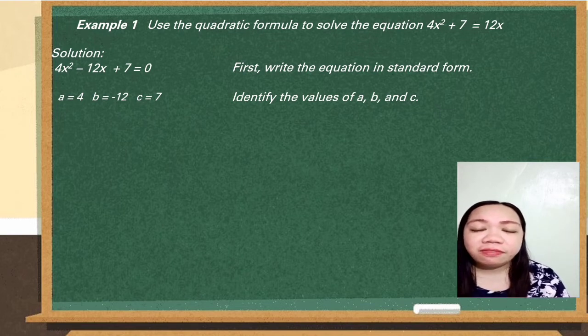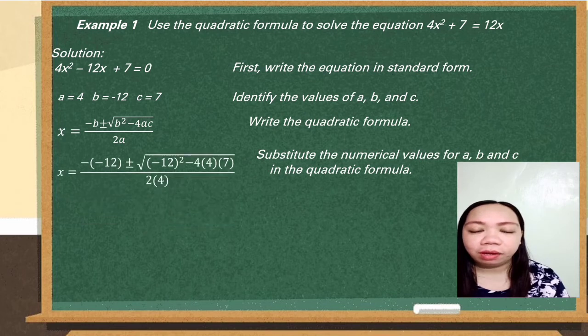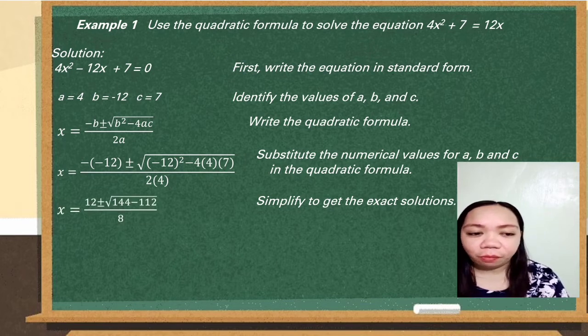Then we will substitute these values in the quadratic formula. x is equal to negative b plus and minus the square root of b squared minus 4ac all over 2a. So we'll have x equals negative of negative 12 plus and minus the square root of negative 12 squared minus 4 times 7 all over 2 times 4. So in writing, it is important that we put the coefficient in parentheses so that we won't lose any minus sign. So simplifying, we'll have negative of negative 12, positive 12.